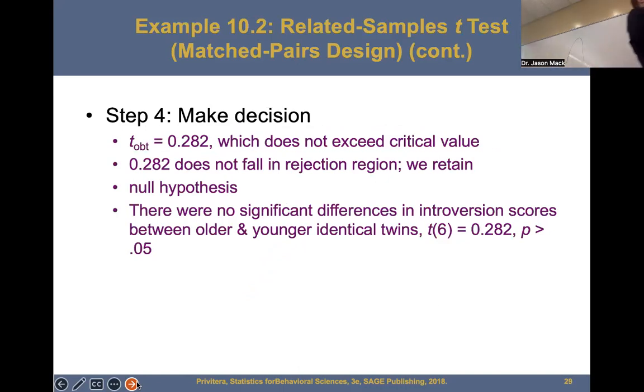So just to reiterate, the T obtained value of 0.282 does not exceed the critical value and does not fall within the rejection region, so we retain the null hypothesis. There are no significant differences in introversion scores between older and younger identical twins. So t equals 0.282, p is greater than 0.05.